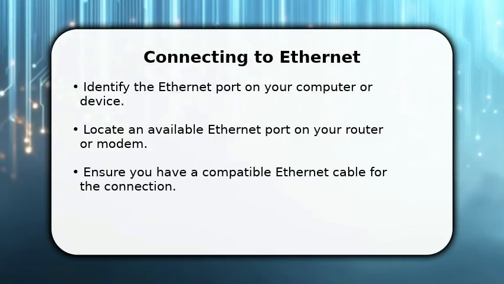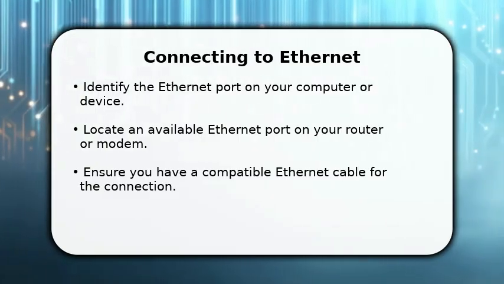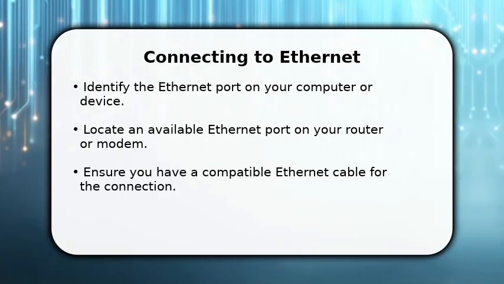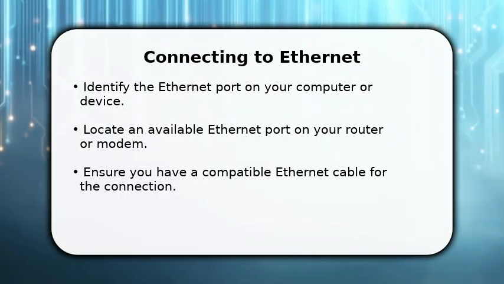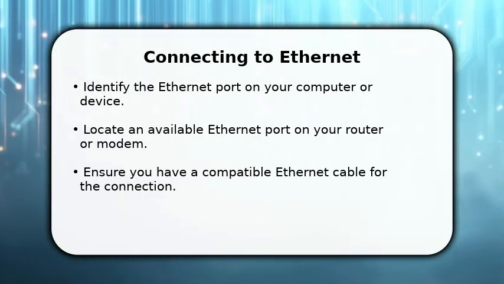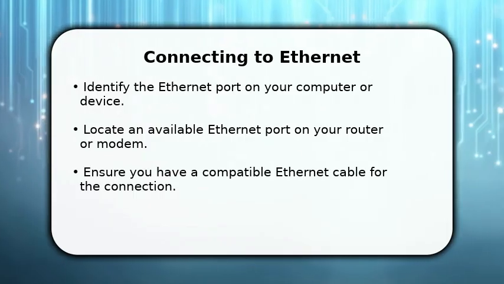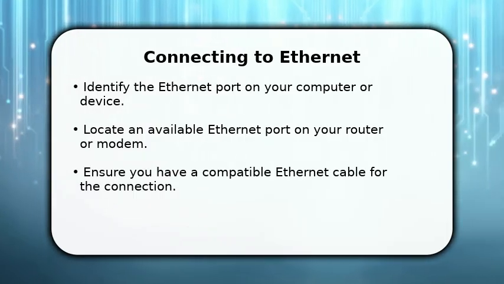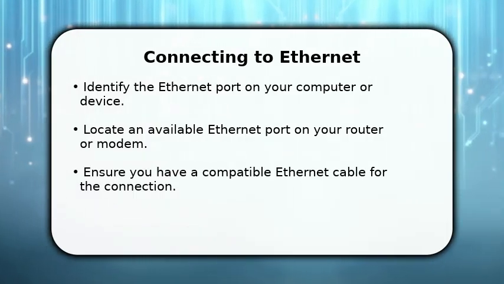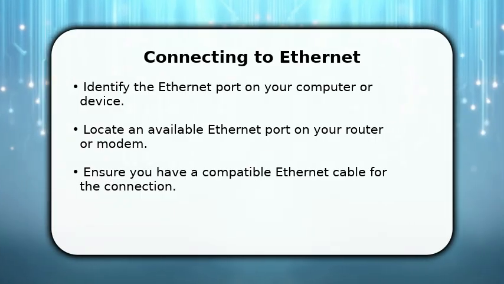In this video, I will explain how to connect to Ethernet. First, find the Ethernet port on your device, which often looks like a slightly larger phone jack. Next, locate an open Ethernet port on your router or modem. These are typically labeled LAN or have a small network icon. Finally, make sure you have a standard Ethernet cable, sometimes called an RJ45 cable, ready to use for the connection.